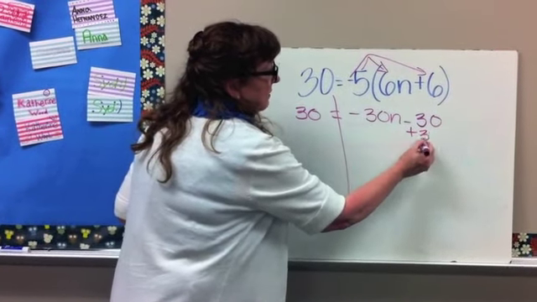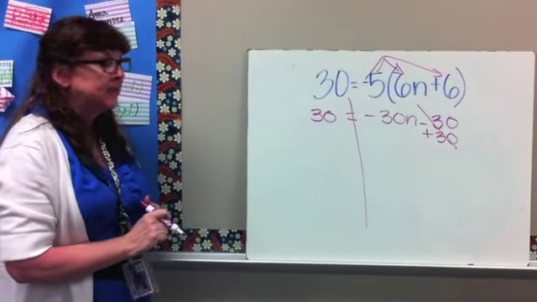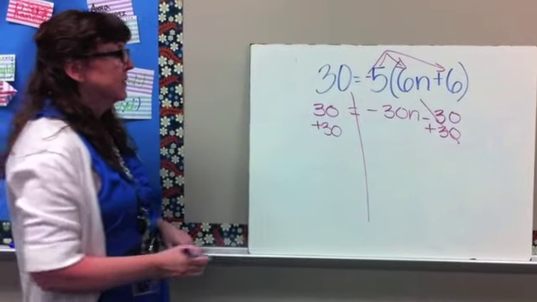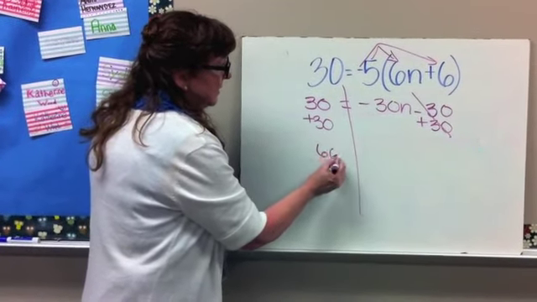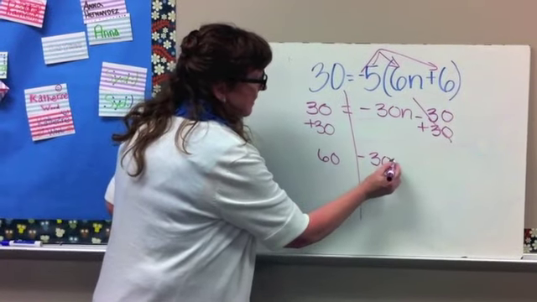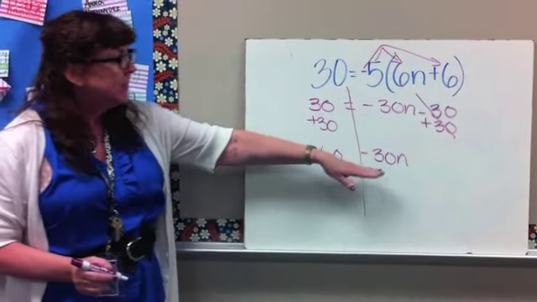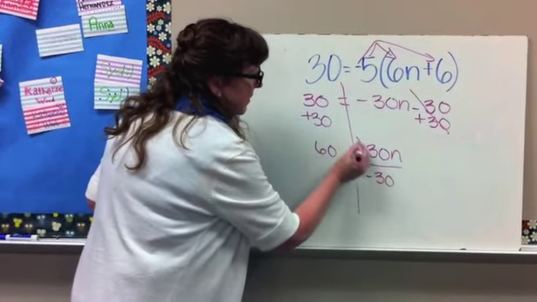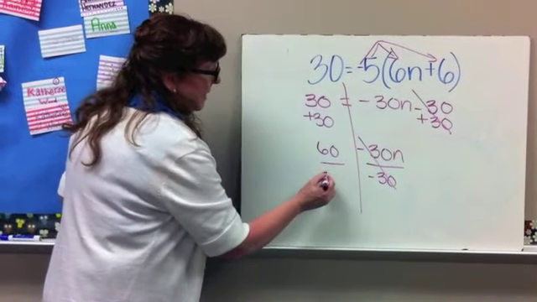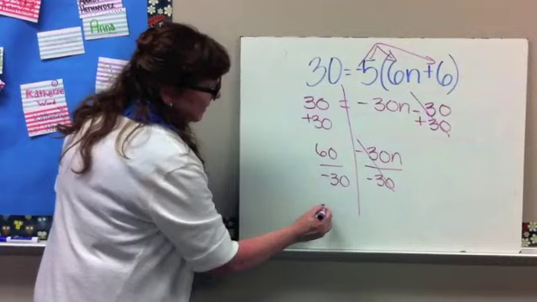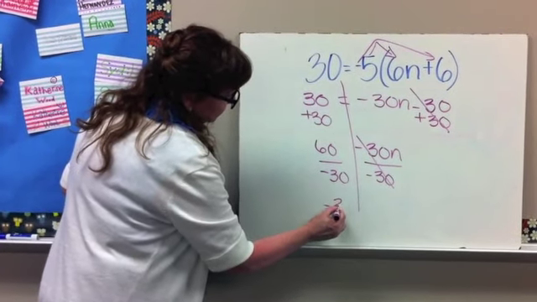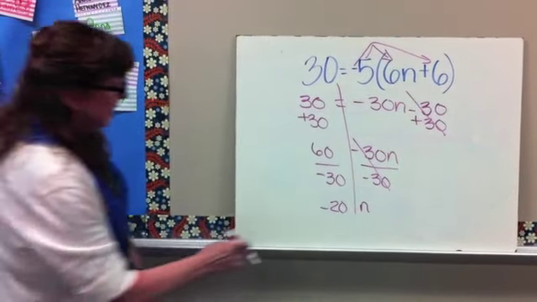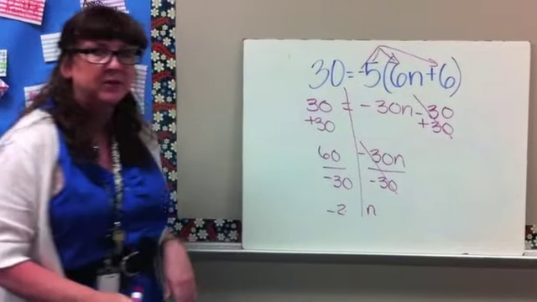So I add 30 here. By doing the opposite, that's gone. I do the same thing on the other side. What I do on one side, I have to do on the other side. So 30 and 30 is 60. And I have negative 30n. So now I'm to where something times negative 30 is 60. So I divide by negative 30, that becomes 1. Divide by negative 30, that becomes negative 2. So n is negative 2. Got too many zeros there.